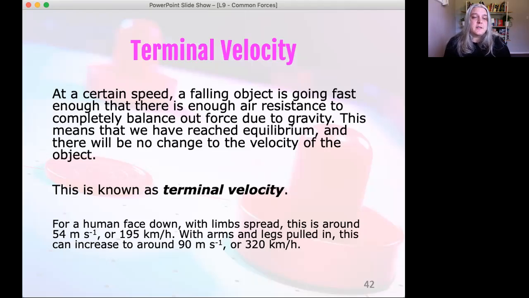For a human, face down, if you spread your arms and legs out, so you go spread-eagled, straight down, then that terminal velocity is going to be around about 200 kilometers an hour. If you pull your arms and legs in and make yourself more aerodynamic, then you can get up to 320 kilometers an hour. So those are the top speeds of skydivers when they're falling through the air.